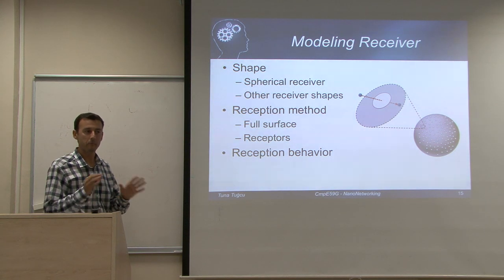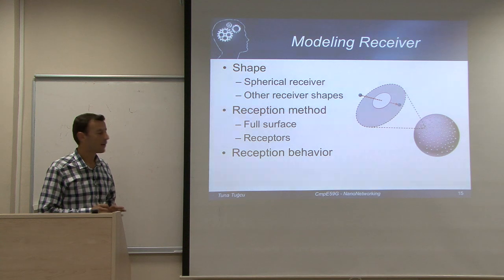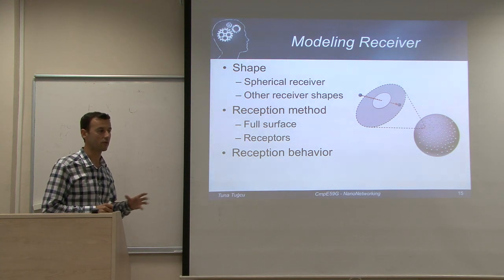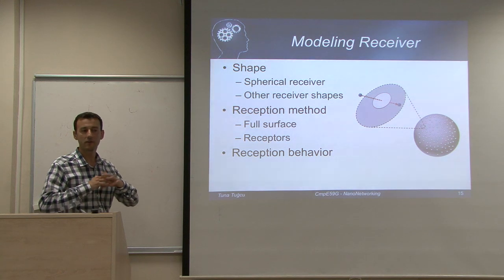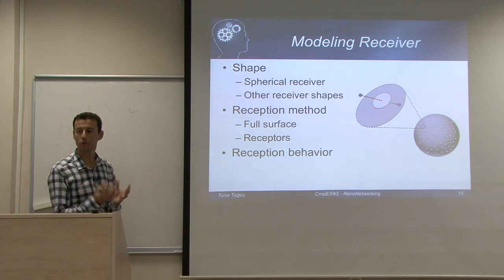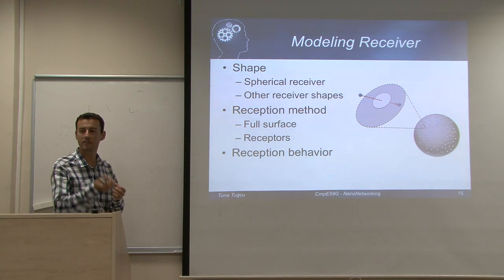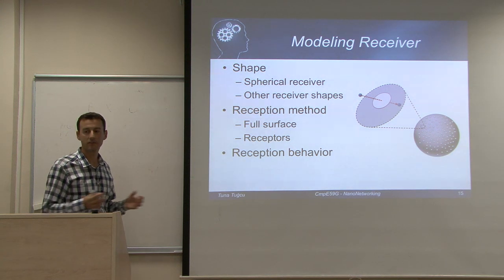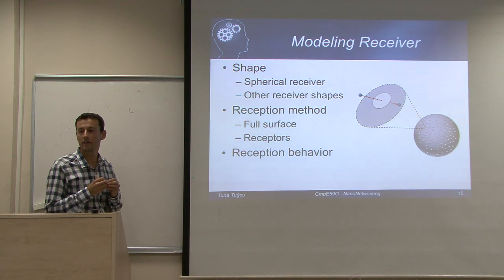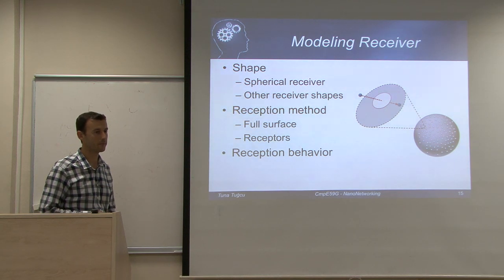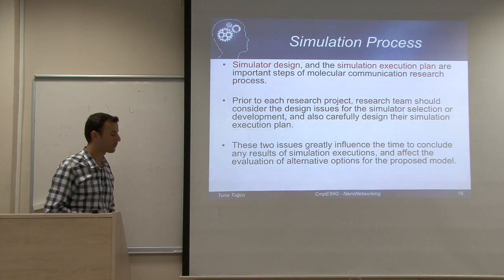Okay, so based on what you're going to implement, you may need different types of receptors in your simulator as well. So you may completely omit the receptors. You can think that all the surface is kind of a receptor. You can implement receptors which take the molecules, or you can implement a receptor which binds and then after a threshold time just releases the molecule back. Okay, so these are some design criteria for the receiver side.